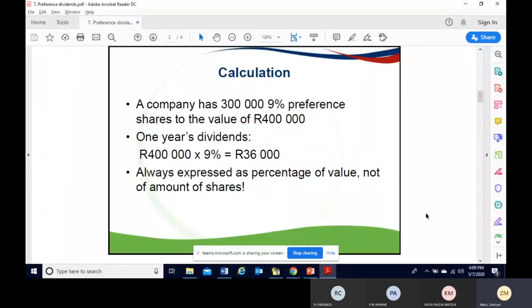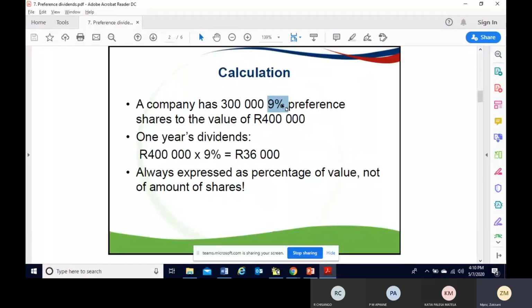So in terms of the calculation, just to give you a glimpse, a preference share always has a fixed percentage. When you are seeing preference shares on any financial statement, it will either be 9%, 8%, 20%. That 9% there is indicating a fixed amount of dividend. It's a fixed amount of dividend over the value of preference shares.